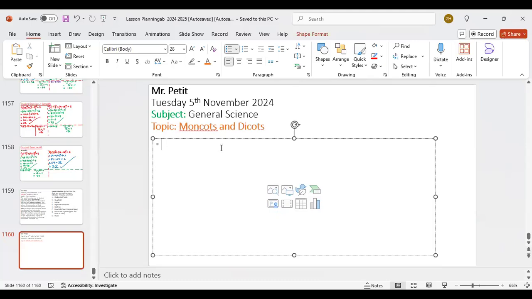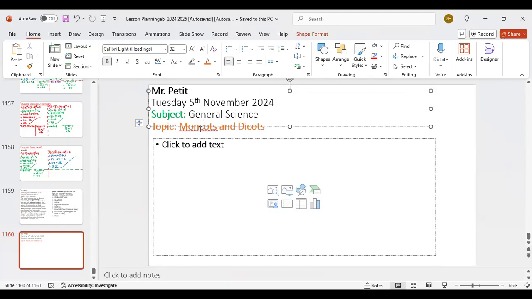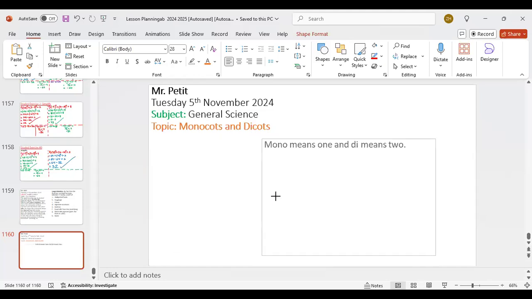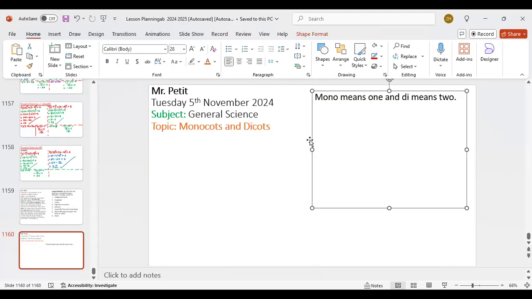I know what they mean. Go ahead, tell me. Monocots means one and dicots means two. Very good. Mono, sorry, monocots. So mono means, let's write that down, mono means 1, and di means what? 2. Okay. So when we talk about monocotyledon and dicotyledon, we mean 1 cotyledon, and the other one means 2 cotyledons.